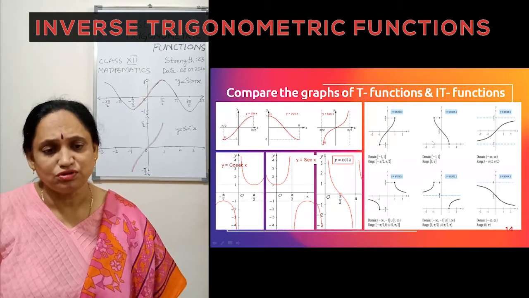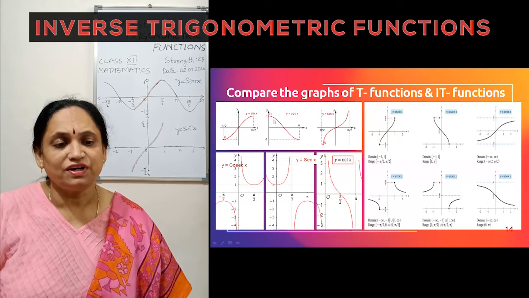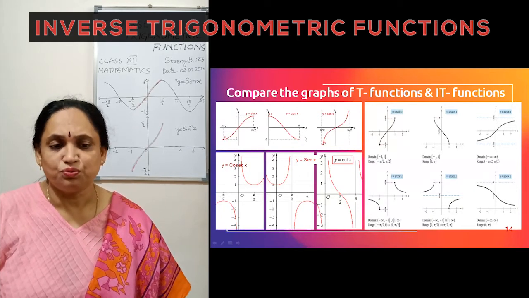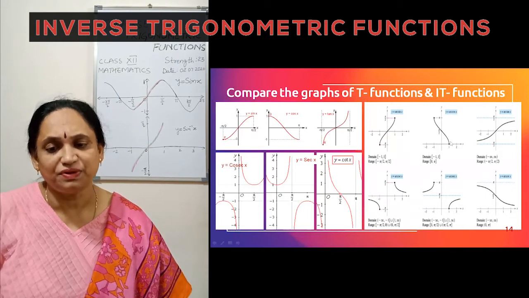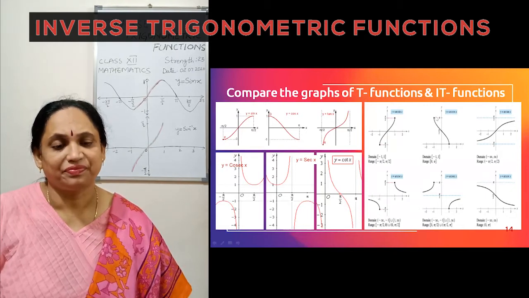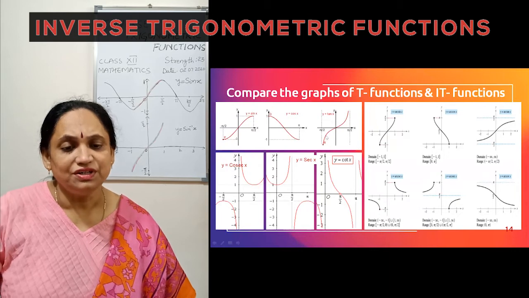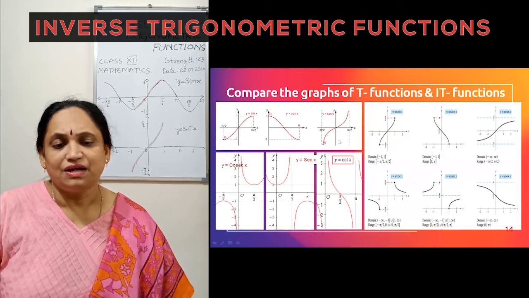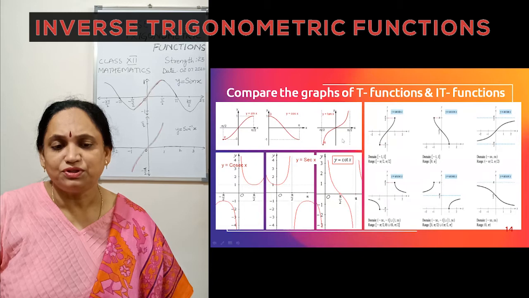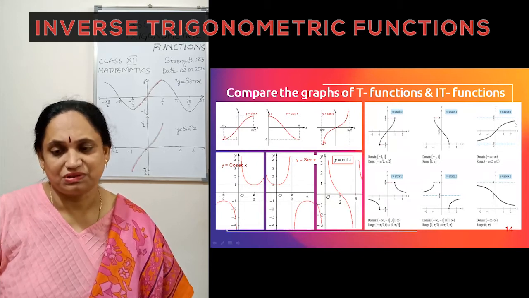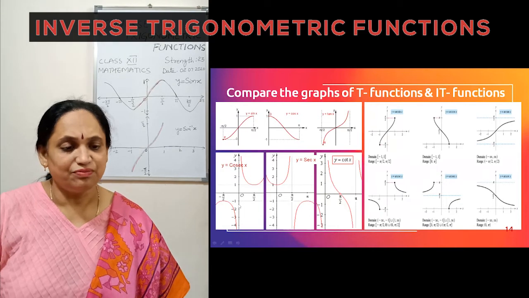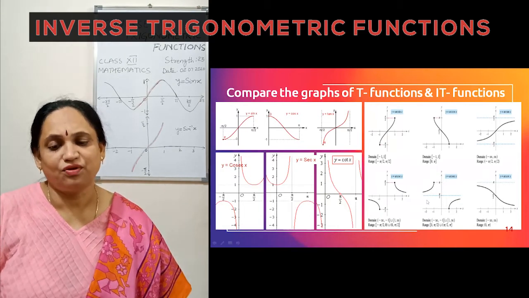Similarly, for the cos also we can see the cos function lies between 0 to pi. The domain was 0 to pi, whereas here the range becomes 0 to pi. For the tan function, the domain is minus pi by 2 to plus pi by 2, but for the tan inverse function, the domain is all real numbers. Similarly, cosecant, secant, and cot.